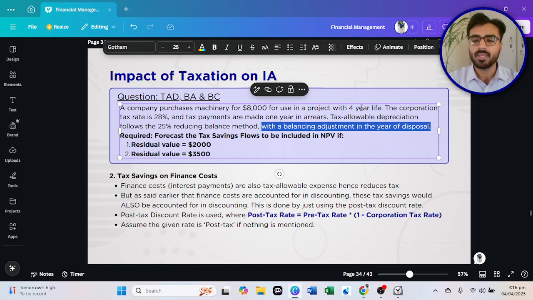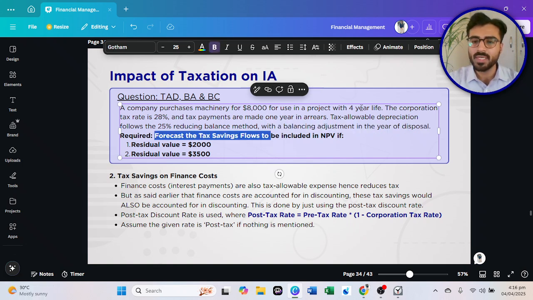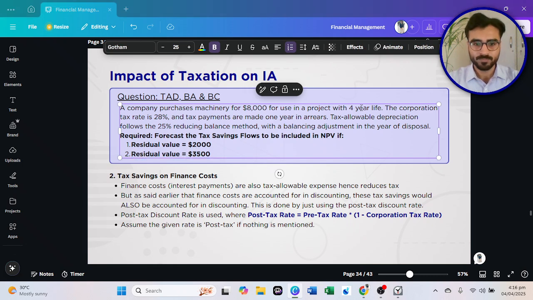So remember that in the final year, or in the year of sale, there is no tax allowable depreciation, but rather a balancing allowance or balancing charge is calculated. I will show you how to do it. Then there's the requirement. Forecast the tax savings cash flows to be included in net present value if the residual value is 2,000, and in case 2, the residual value is 3,500. So let's do the first part.